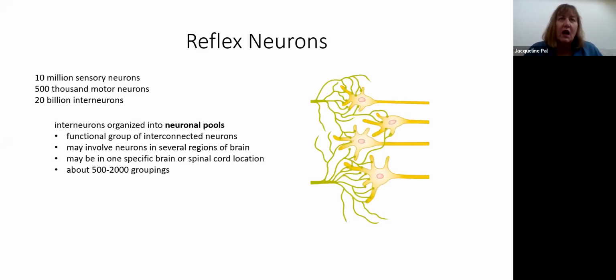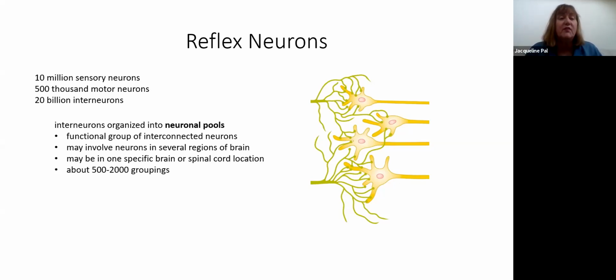So in order to talk about reflexes, these interneurons, excuse me, are going to be organized into what we call neuronal pools. And this is a functional group, kind of like the osteon was the functional portion of compact bone. So this is the functional group of the interneurons. And don't forget, interneurons are only found in the central nervous system, so they're in the brain and the spinal cord. Now, this neuronal pool may just be in one tiny little specific area of the brain or just one little area of the spinal cord.